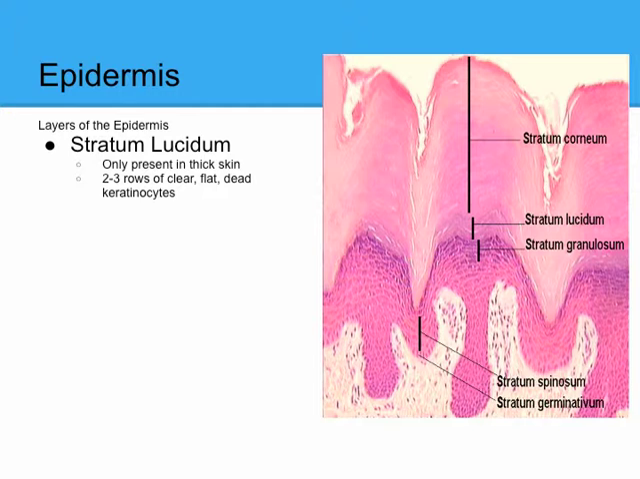This layer is thin and translucent, so it's called the stratum lucidum. But its primary purpose is just to add some strength to the epidermis in areas of high abrasion, like the palms of the hands and the soles of the feet, which are where we find thick skin.